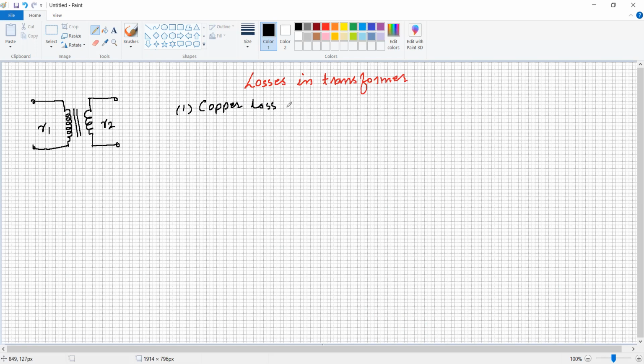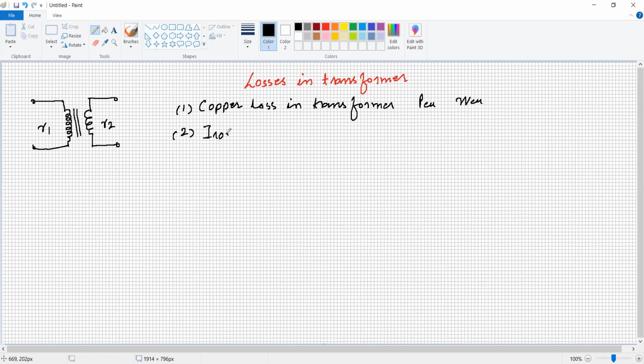Copper loss in the transformer does not mean that the copper is going to be lost after aging of the transformer. It is an active power loss that takes place in the copper winding, so simply it is called copper losses in the transformer. It is denoted by PCU, or WCU. We will use these two terms. W stands for the active power loss and CU stands for the copper losses. Second is the iron loss.